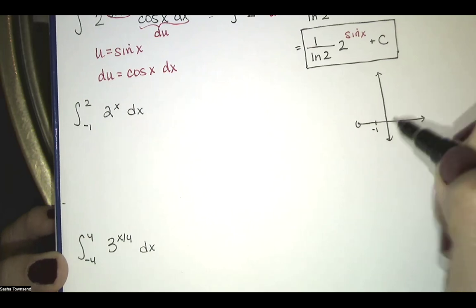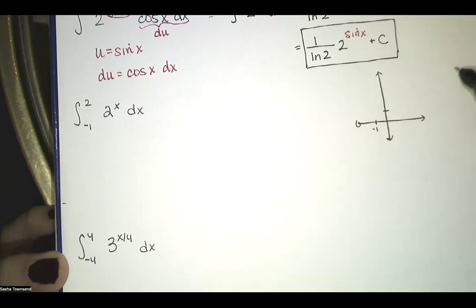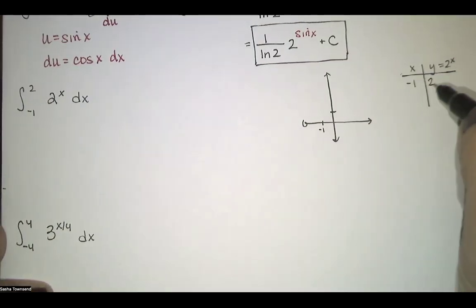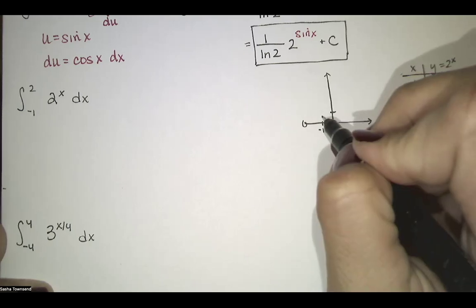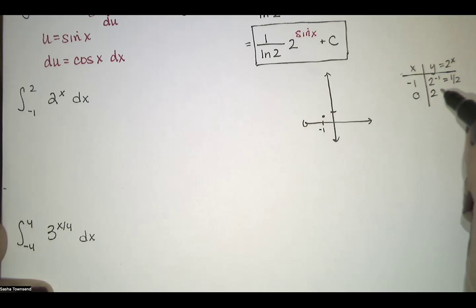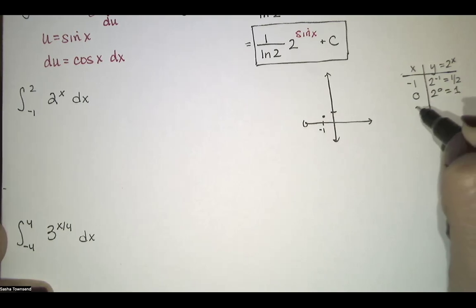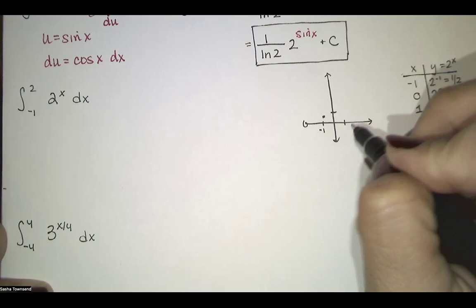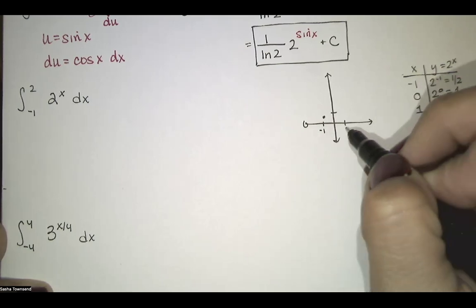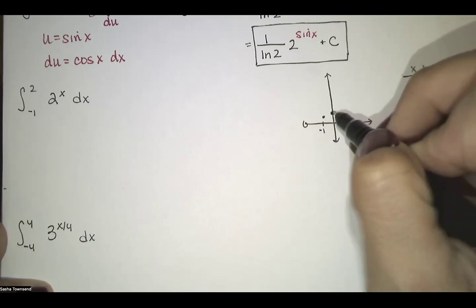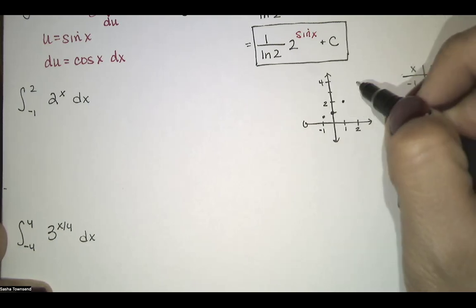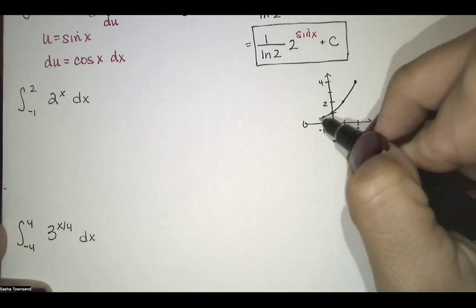When x equals -1, I guess we could make a little chart, right? We're going to have 2 to the -1, which is actually just 1/2. When x equals 0, we have 2 to the 0, which is 1. When x equals 1, we get 2 to the first, which is 2. When x equals 2, we get 2 squared, which is 4. And we're on the interval from -1 to 2. So I wanted to plot those points. There's our graph.